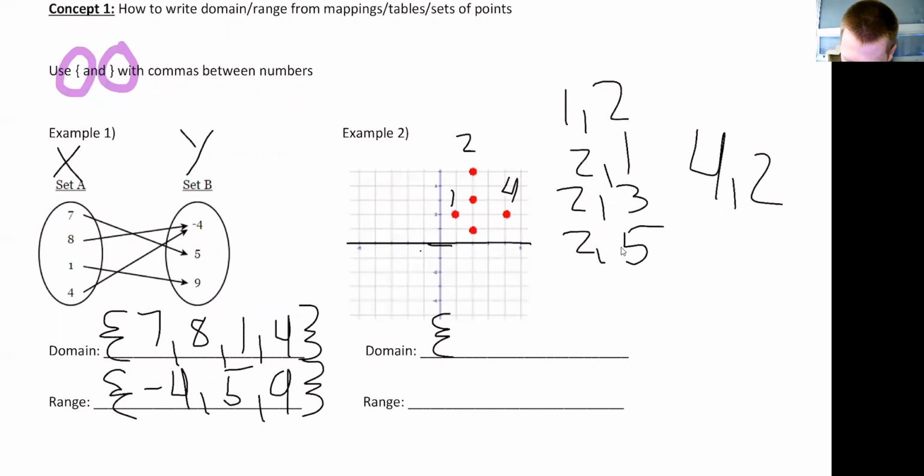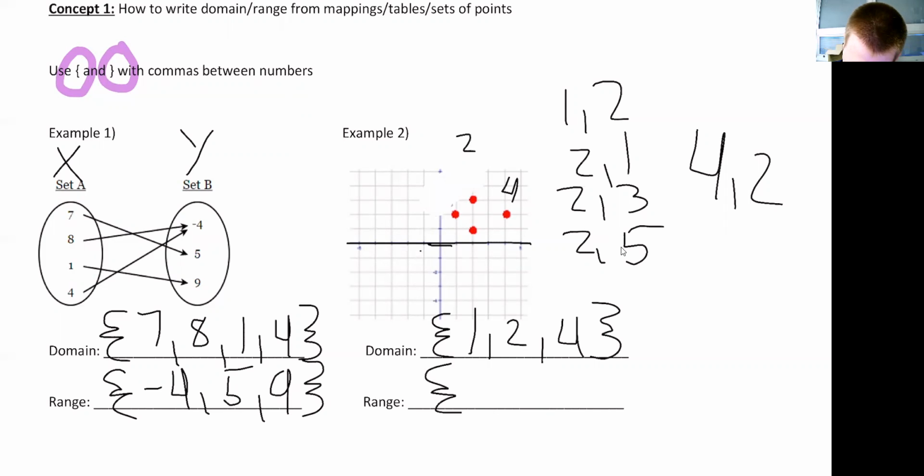Like if you wrote, those would be the coordinates of all these points. But the x values you see are just 1, 2, and 4. So we can just list those. And like I said, I know there's multiple points with an x value of 2. You just put it one time in your domain. Now let's look at our range.